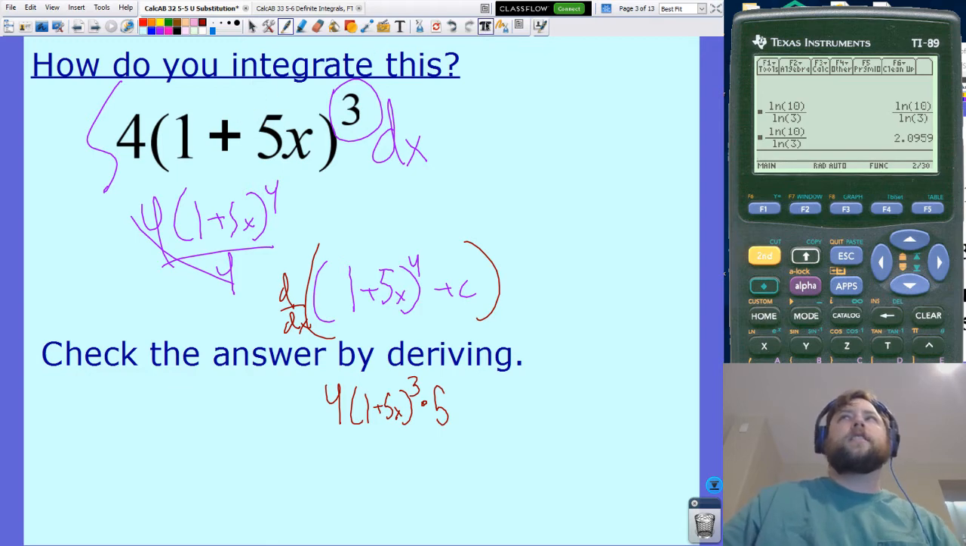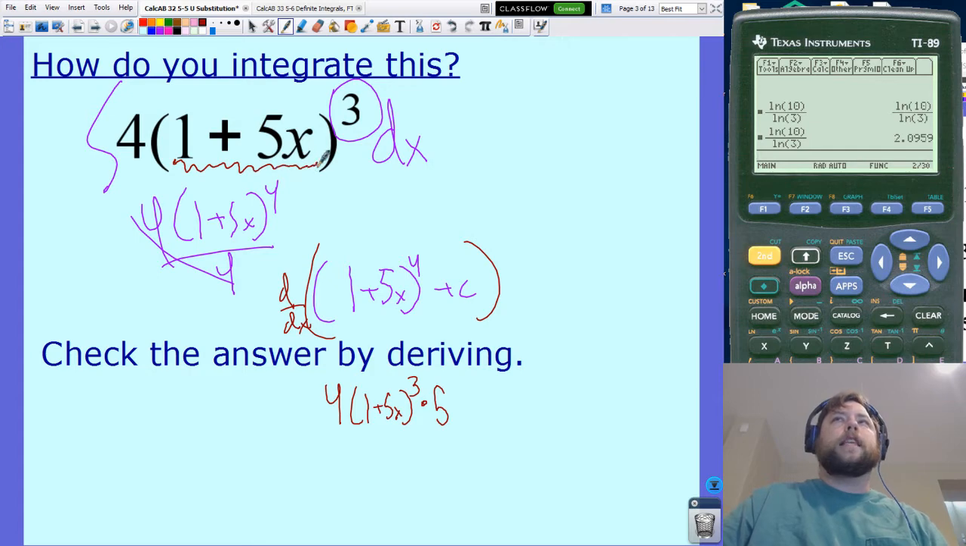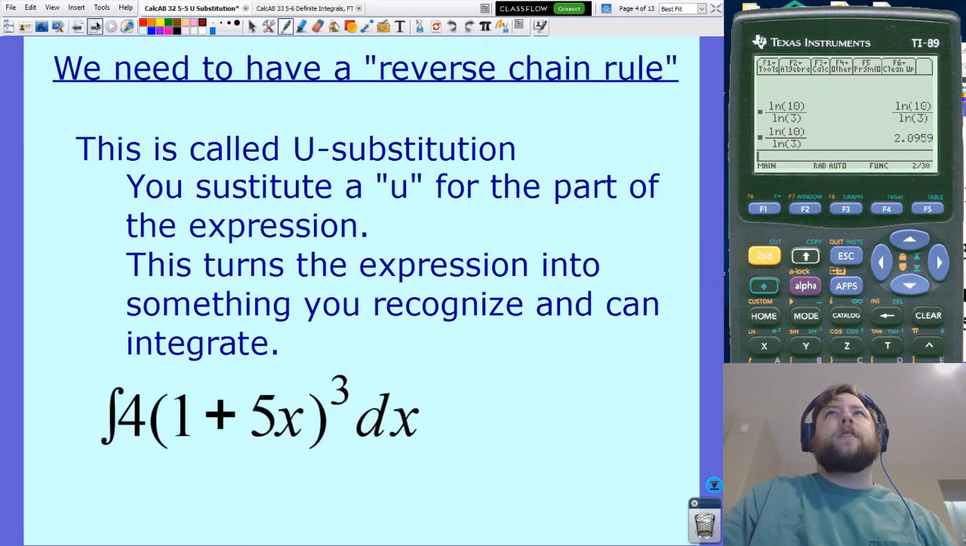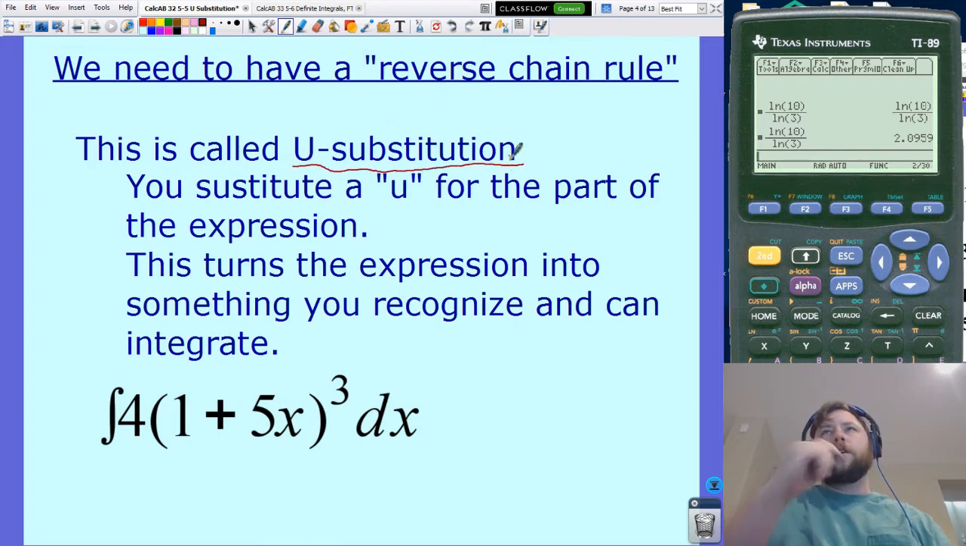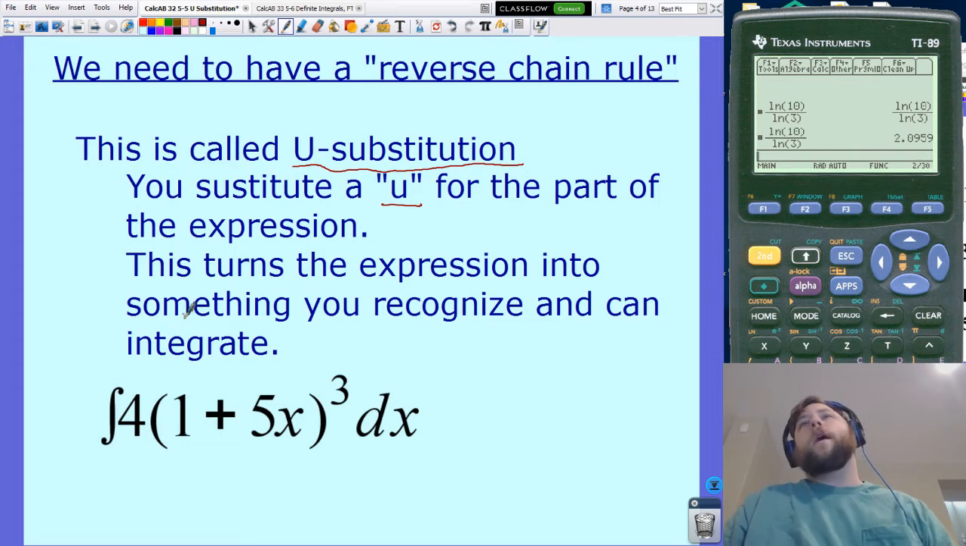This almost looks like stuff we've done before with power rule, but the problem is it's not just power rule, there's this thing inside. It's not just an x to the third power, it's this thing to a third power. So we've got to do something else, and that something else is basically a reverse chain rule, which we're going to call U substitution. So to do this reverse chain rule thing, you basically substitute u for part of this expression, and then that turns the expression into something that we recognize and can integrate.